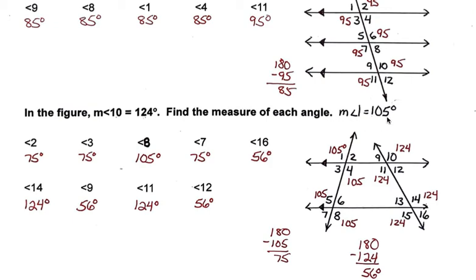Okay, we also know the measure of angle 1 is 105, so I mark 1, 4, 5, and 8 as 105 degrees. The others are what? 75. 180 minus 105. All right, you can figure out all these.